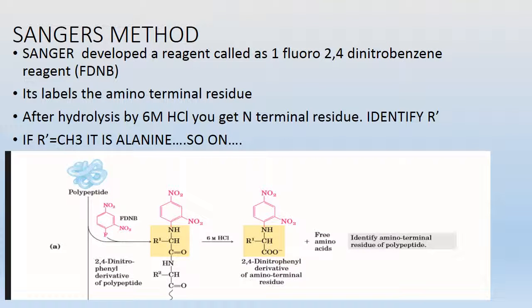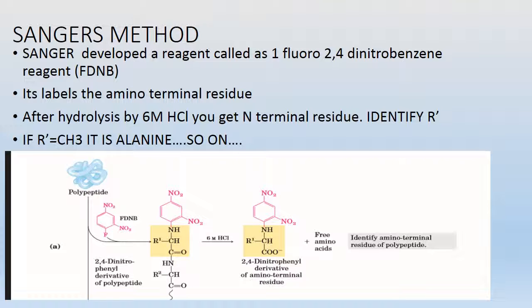The first thing you need to know is about Sanger's method. Sanger was a scientist who developed a reagent called 1-fluoro-2,4-dinitrobenzene. It is commonly abbreviated as FDNB. This reagent FDNB labels the amino terminal residue of the polypeptide. Wherever there is an amino terminal residue, this FDNB will bind to it and label it.